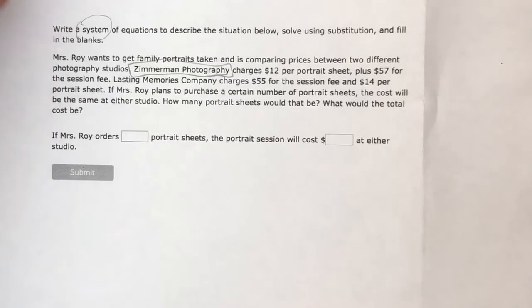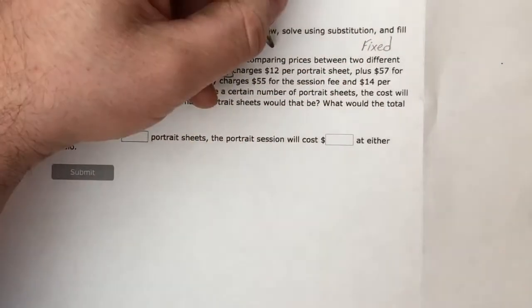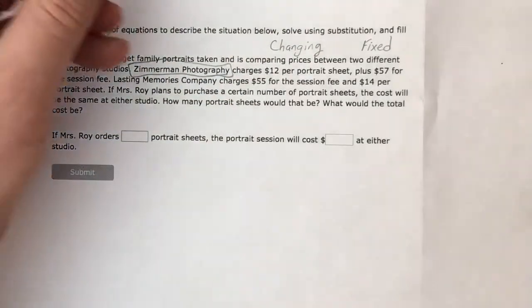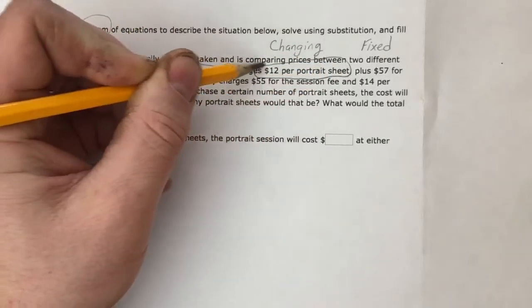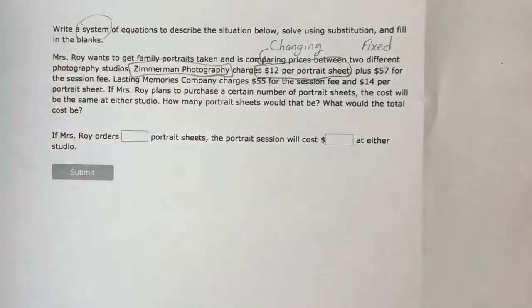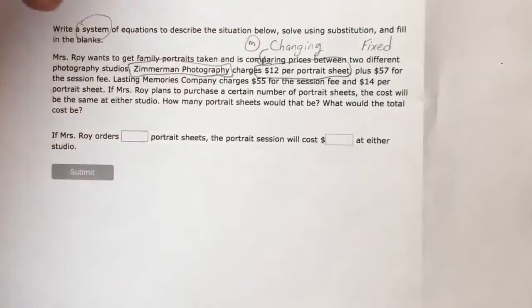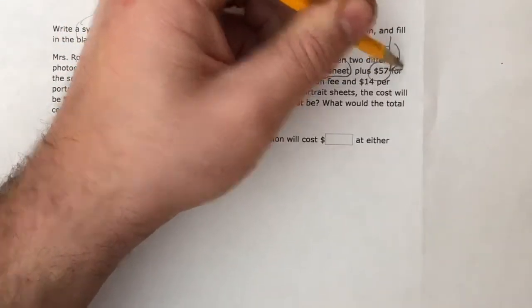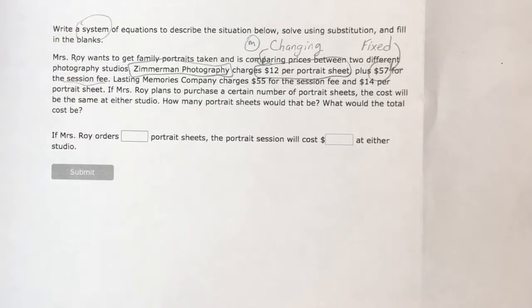All right, so we always look for a fixed value and we always look for a changing value. If you take a look at Zimmerman Photography, the $12 per sheet is always our changing value. Changing values are always our slopes or our M values. We also look for the fixed value, which in this case is the 57, because it does say that the $57 is a session fee, which means that's a one-time fee. You're only going to go for one session.